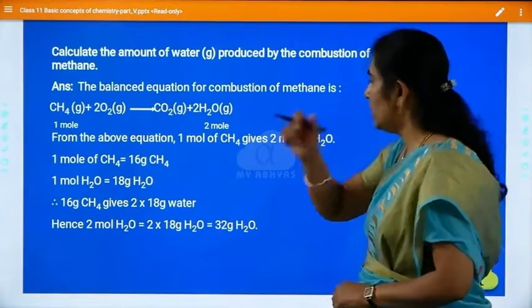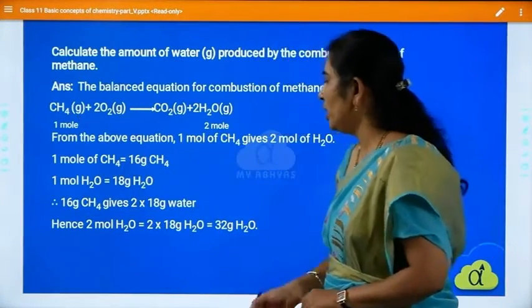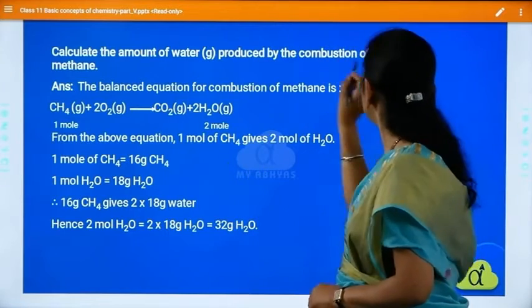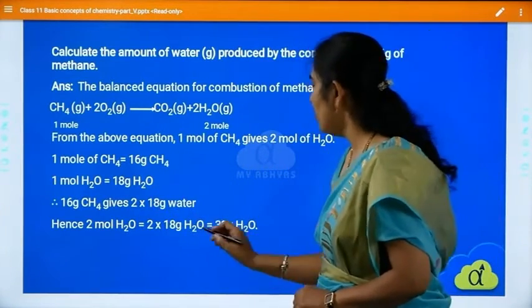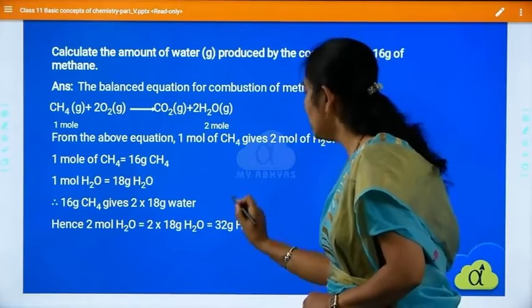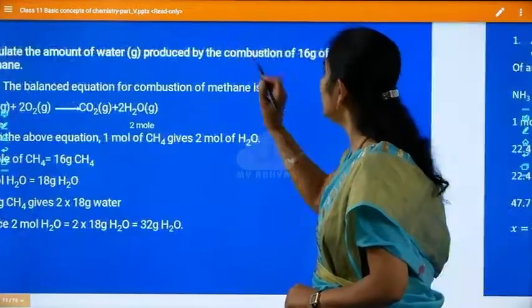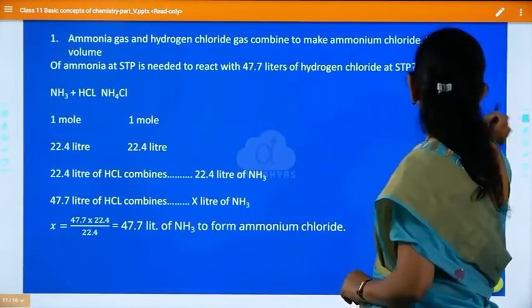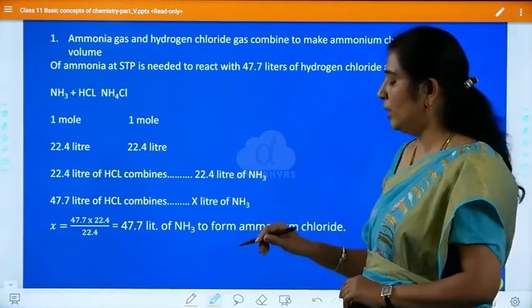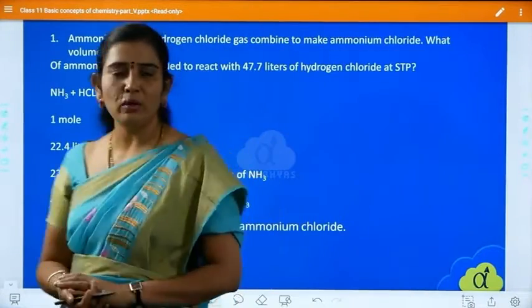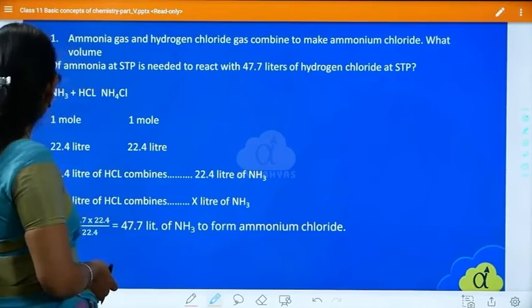Okay. So because here 1 mole of methane is giving 2 moles of water, 1 mole of methane gives 36 gram of water. That is the meaning. Okay, fine. Now I am going to take up the next numerical. I hope you understood how to calculate. It was a very simple numerical.